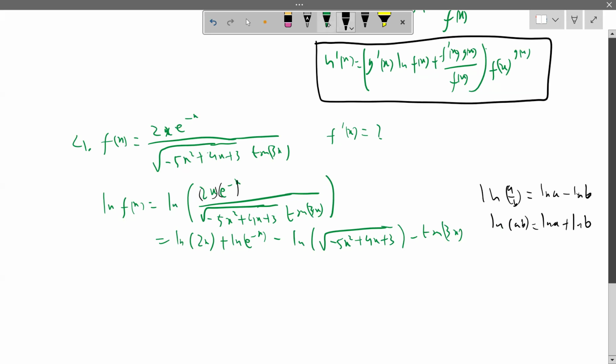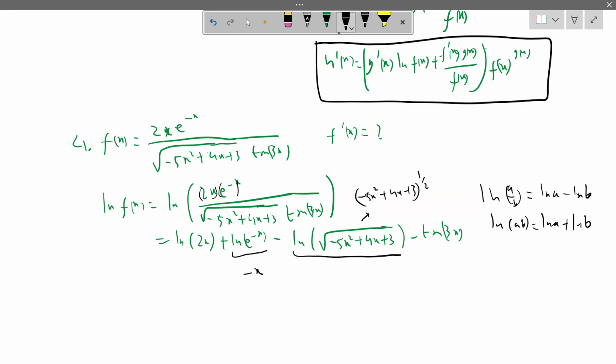We can do further simplifications by realizing that ln of e to the power of negative x here is just minus x. And here, notice that the argument inside the natural logarithm is negative 5x squared plus 4x plus 3 to the power 1/2. And because we have a power inside a natural logarithm, it can be moved outside to give us 1/2 ln of minus 5x squared plus 4x plus 3. And the other terms stay the same.